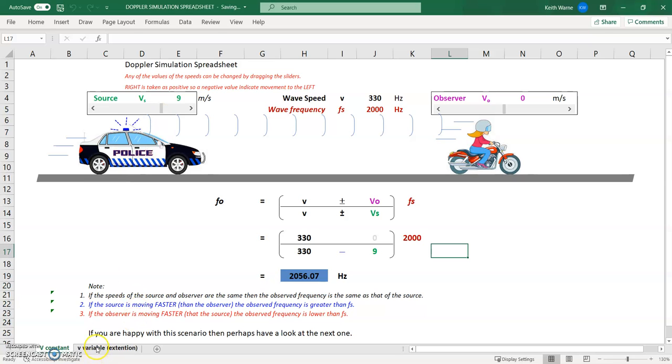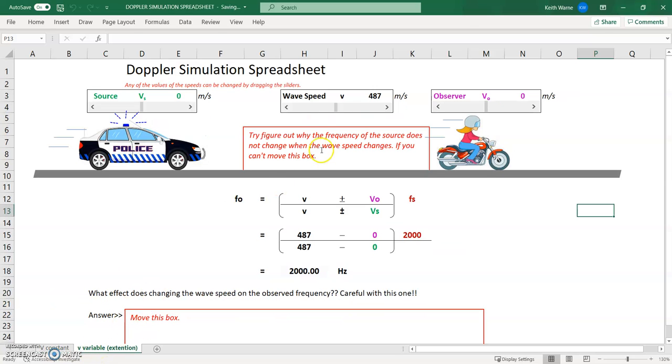I'm not going to go through the next sheet. If you click on the next sheet, it's pretty much the same, but here I've made it so that you can also change the wave speed just for fun. And I've asked you a couple of little interesting questions. This one is quite interesting for you to think about. Try and think about the question. If you can't figure out the answer, then you can move either of those boxes, and I've tried to explain the answer there. If that doesn't make sense, then give me a shout. But this spreadsheet works pretty much the same as the other one.